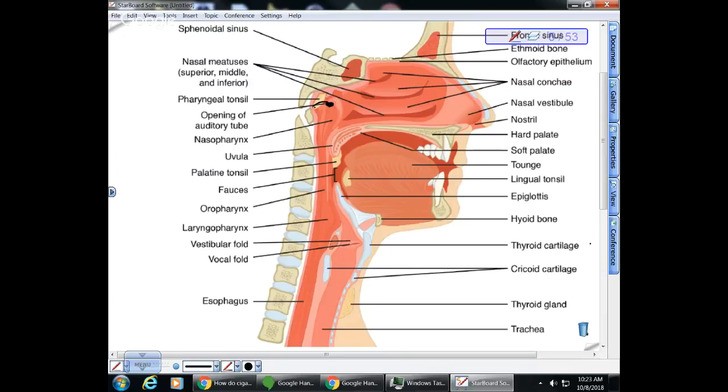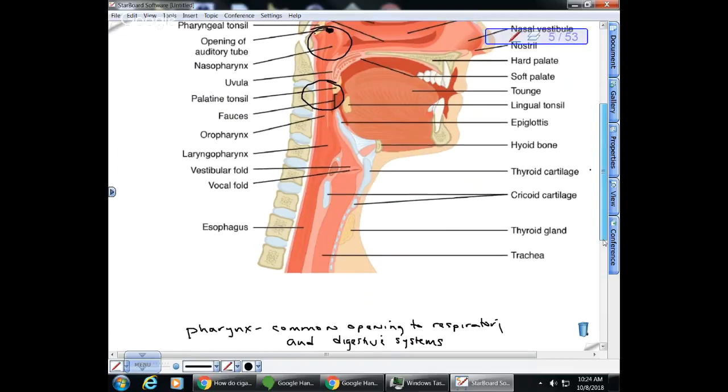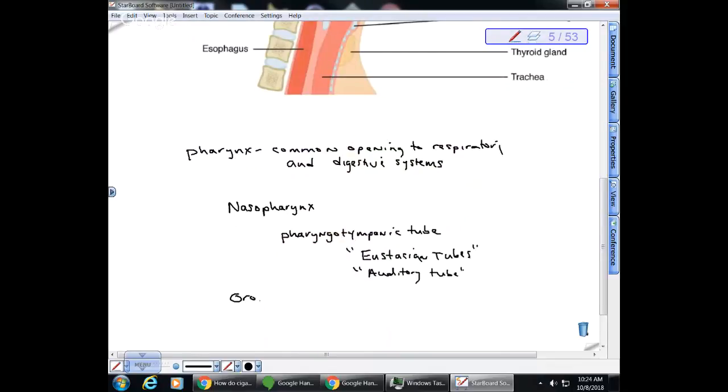Okay, so this right up here is the nasopharynx. When we move back down here, this region right here is the back of the throat, and that is called the oropharynx. Okay, so this is the back of the throat, and your big tonsils, the palatine tonsils, are what sit there.